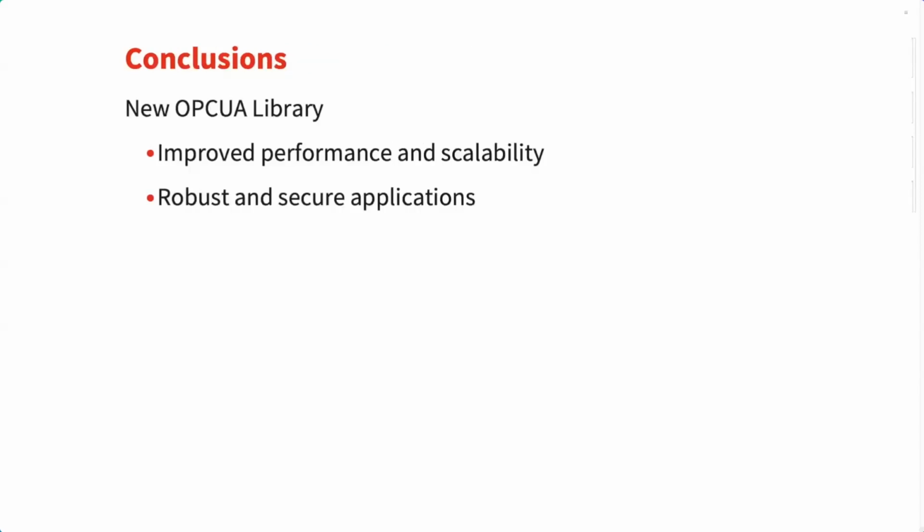So to conclude, the new OPC UA library will bring improved performance and scalability with the new list-based blocks. The new security features and configurable error handling will empower users to build robust and secure applications on top of the library.